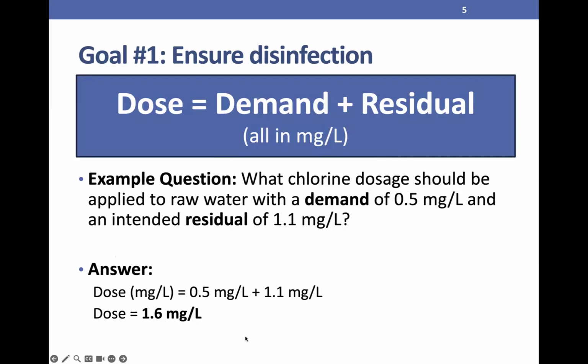This brings us to our first calculation, the dose calculation. The chlorine dose in milligrams per liter is equal to the demand plus the residual, which are also both in milligrams per liter. So for example, if you needed to know what chlorine dosage should be applied to raw water with a demand of 0.5 milligrams per liter and an intended residual of 1.1 milligrams per liter, you would add the demand and the residual to find that your dosage should be 1.6 milligrams per liter of chlorine.